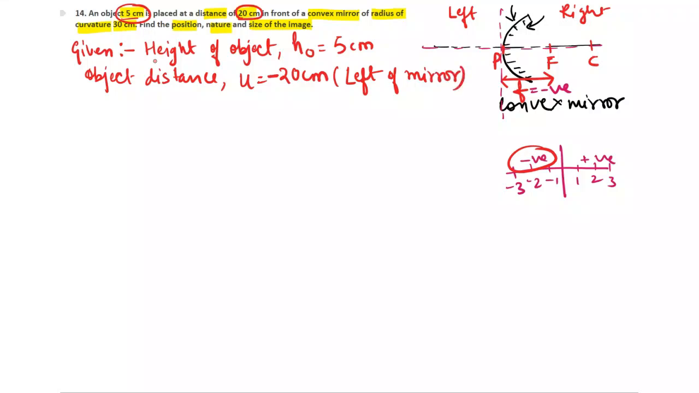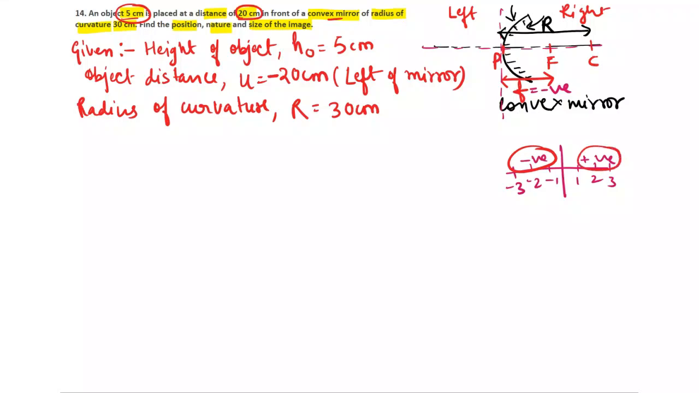Next, what is given is that the object is in front of the convex mirror, and the radius of curvature. The radius of curvature is represented by capital R. The radius of curvature is the distance between the pole and the center of curvature. The value of R is given as 30 centimeter. The radius of curvature is on the right side, and the right side is positive. So we take this as +30.